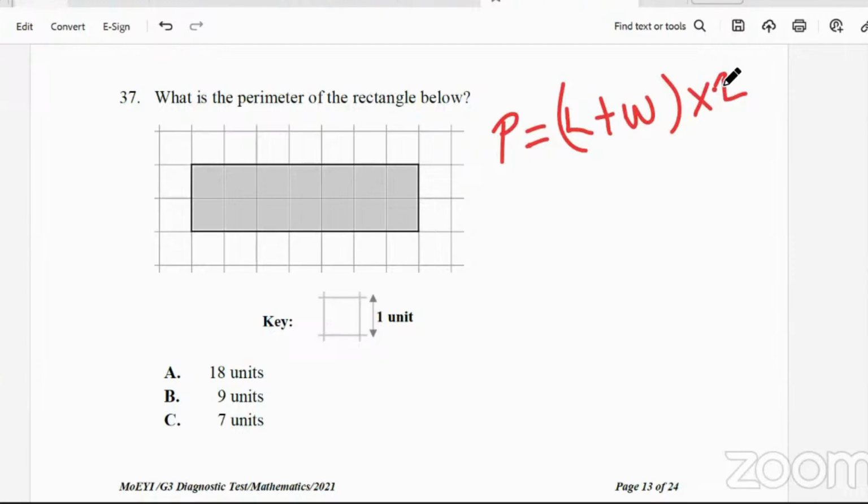So let's find out what the units are. They didn't give us the number, so we have to calculate, but they did give us a key, and the square represents 1 unit. So let's see how many units going across the top. 1, 2, 3, 4, 5, 6, 7. So there are 7 units going across the top. So again, that will be 7 at the bottom as well. And then there are 2 on the sides.